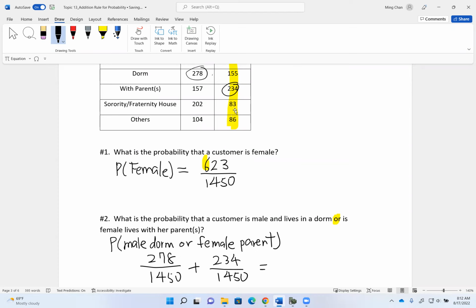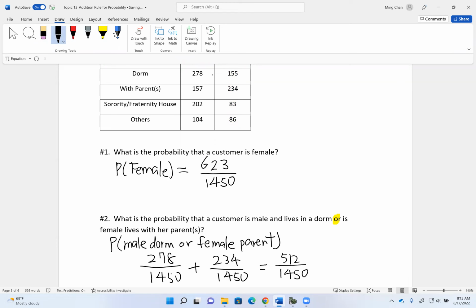So that should be 512. If you add up the numerator, 512 out of 1450. All right. Let me erase this real quick. Well, let's take a look. So or means we will add, right?